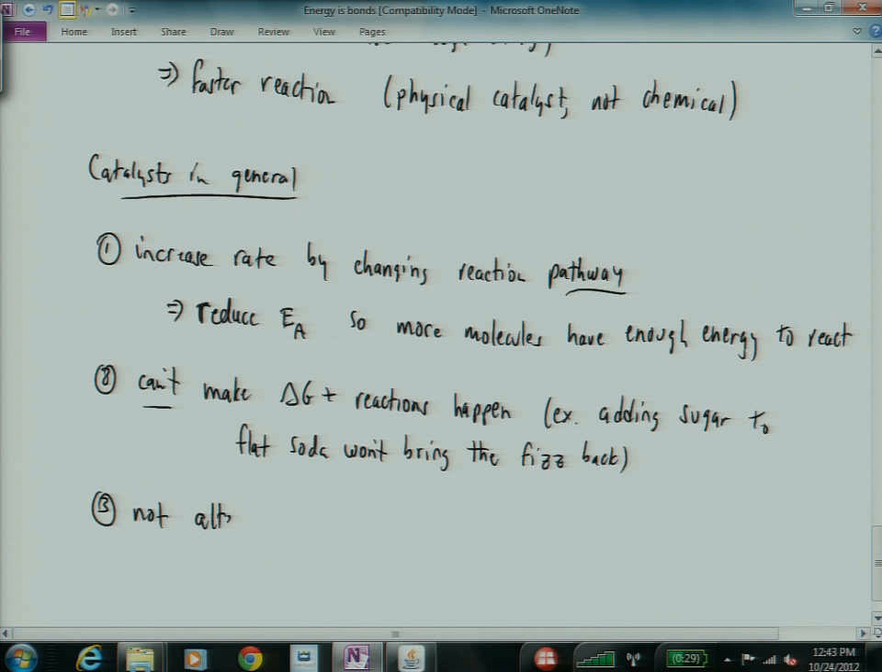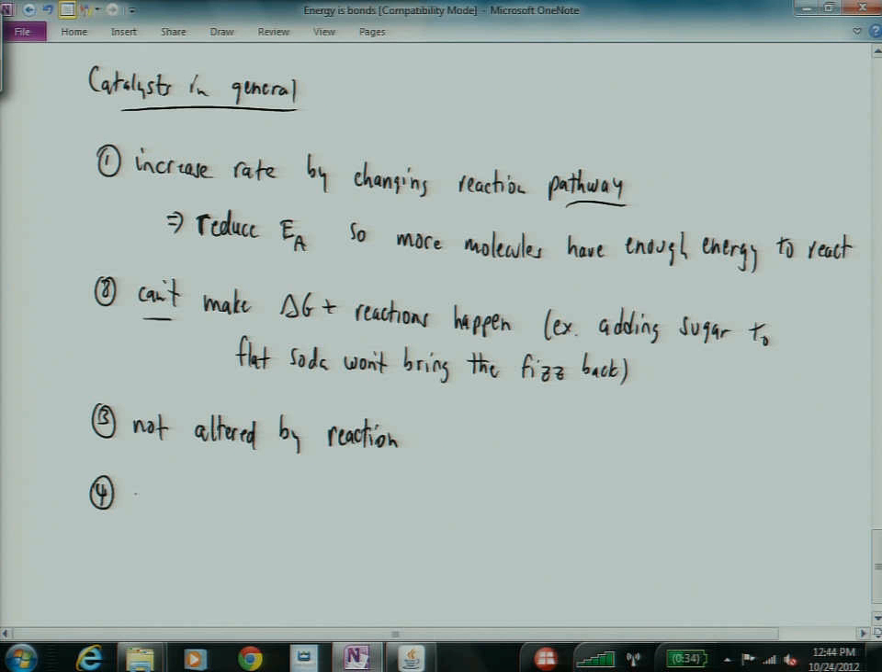And the last thing is that they are typically reaction specific. That is, sugar won't catalyze all reactions. There's no such thing as a generic catalyst that makes any delta G negative reaction happen. Because they have to help at the transition state, they're specific for specific reactions. Certain catalysts help certain reactions and not others.